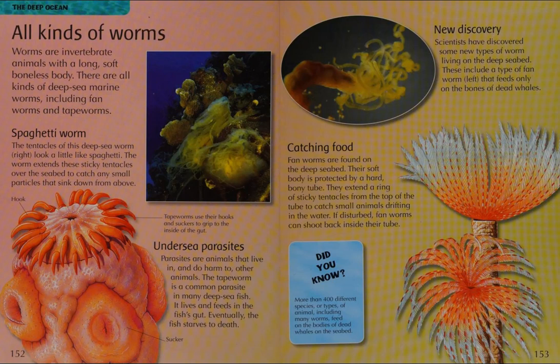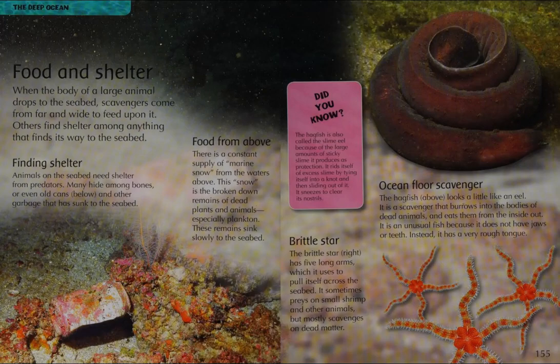Did you know? More than 400 different species, or types, of animal, including many worms, feed on the bodies of dead whales on the seabed. Food and shelter. When the body of a large animal drops to the seabed, scavengers come from far and wide to feed upon it. Others find shelter among anything that finds its way to the seabed. Finding shelter. Animals on the seabed need shelter from predators. Many hide among bones, or even old cans, below, and other garbage that has sunk to the seabed.